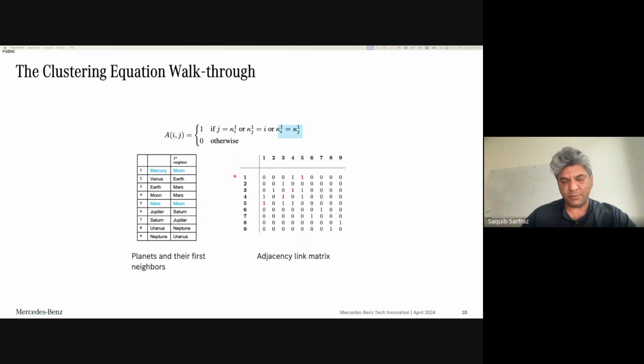But just to show you some inner working, it basically is linking points together who share the same neighbor, right? Which are anyways linked when you link to the immediate neighbor. So here instead you can see that Earth and Moon are linked together because they have the same neighbor, Mars. So this way, this whole adjacency link matrix can be formed very quickly.